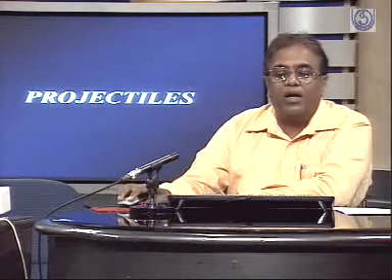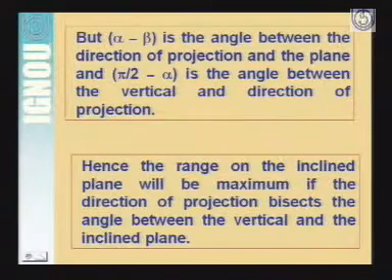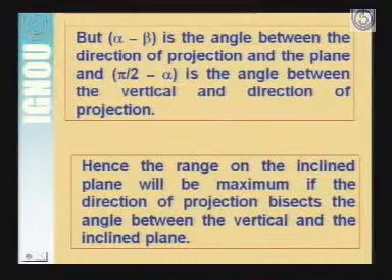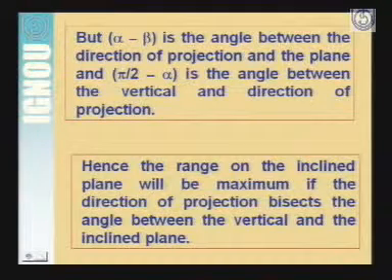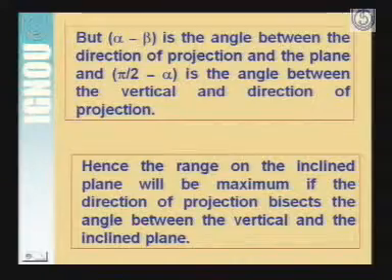So here you see that alpha minus beta is the angle between the directions of projection and the plane, and pi by 2 minus alpha is the angle between the vertical and the directions of projection. Hence the range on the inclined plane will be maximum if the directions of projection bisects the angle between the vertical and the inclined plane.